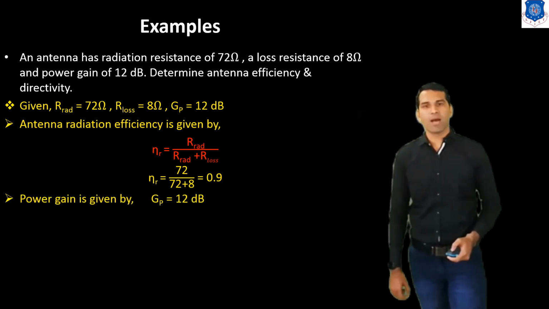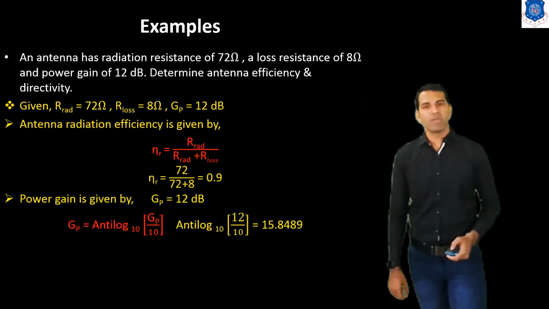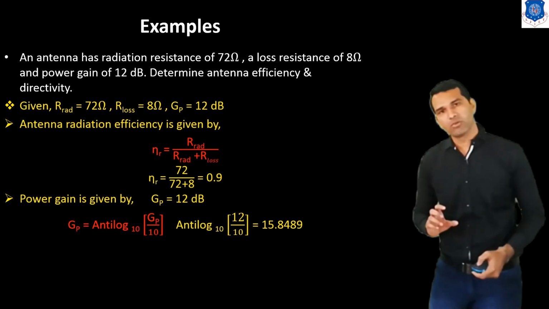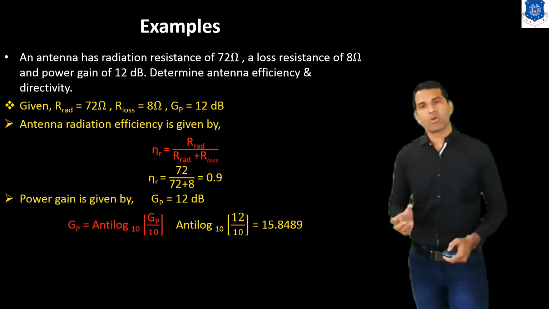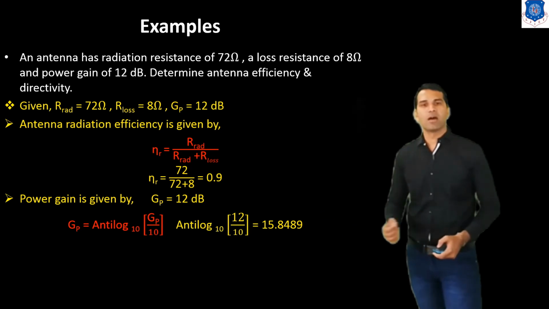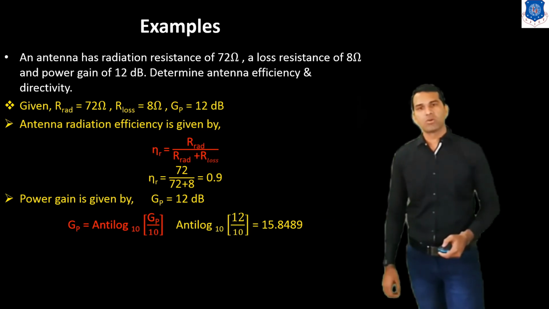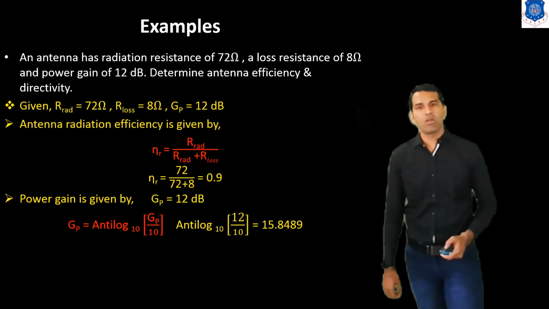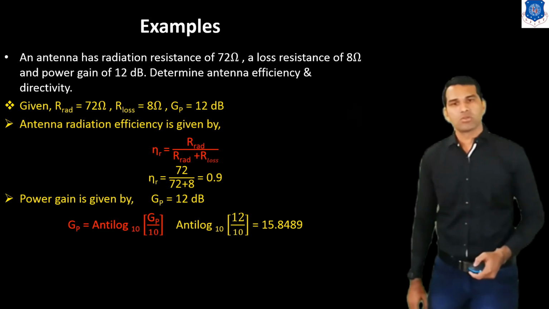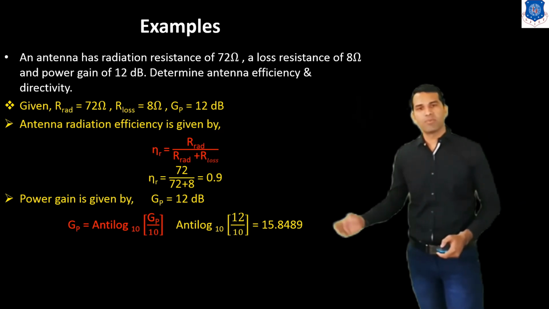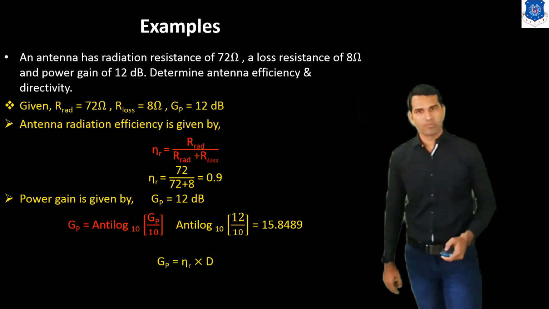And we have the power gain as 12 dB. So we have to convert this gain from dB into a ratio. From this equation we can convert the power gain: GP equals antilog of GP by 10. So GP is 12 upon 10, and we get 15.8489.